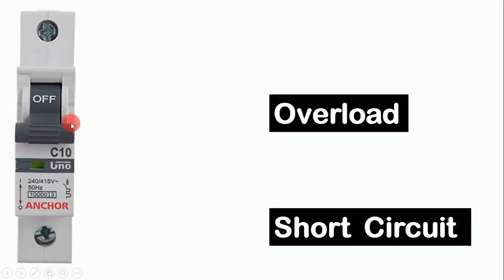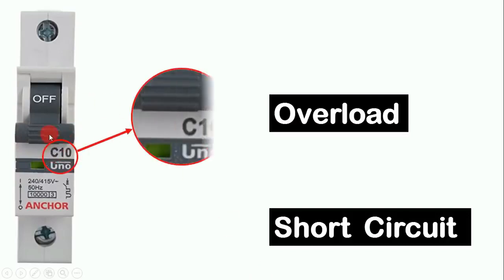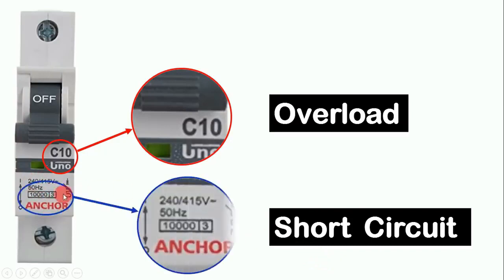Whenever you look at an MCB, you will find something written on it. Like here, C10 is written. This means overload protection. When the MCB is going to operate for overload protection, all these details are in C10. The short circuit protection this MCB provides, you can find the details of this over here. Like friends, you can see here it is written 10,000. In the condition of a short circuit, how much ampere current the MCB can tolerate, these details are present here.